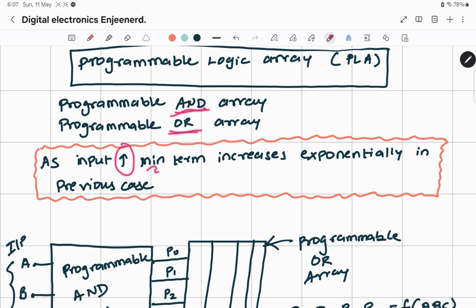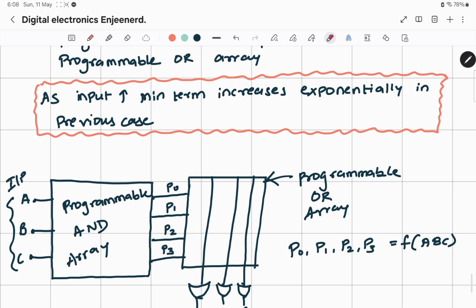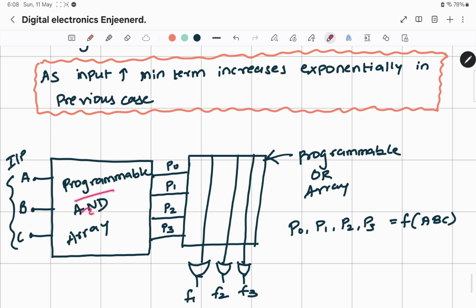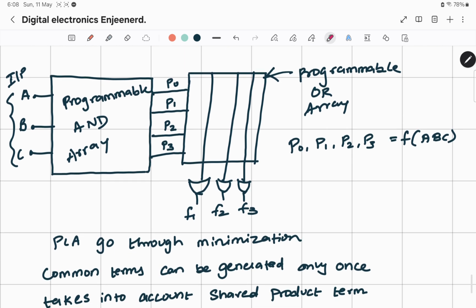As the input increases, the min terms increase exponentially in the previous case, which we want to avoid. So I have a programmable AND array. Again I have 3 inputs and I will generate the product term or the min term that is required in the function. I will not unnecessarily generate all of them. And this programmable OR remains exactly the same as we did previously.